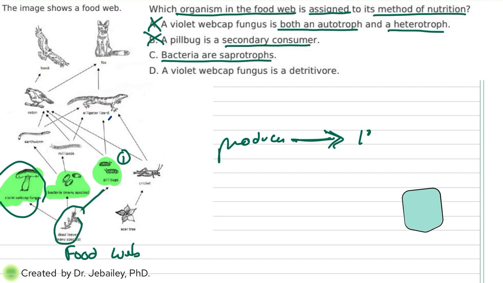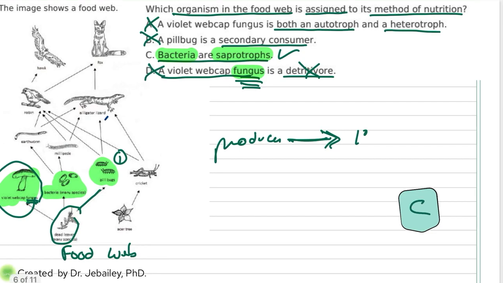Bacteria are saprotrophs. If you ever studied, you will know the bacteria is a saprotroph, so that could be the answer. Here, violet cap fungus is a detritivore. Now, the fungus is also a saprotroph, because fungus feeds on that material, not detritus, so it's not true. So this is basic knowledge. We know that examples of saprotrophs are bacteria and fungus. So if you knew this, automatically you know that D is not it. So the answer is C.